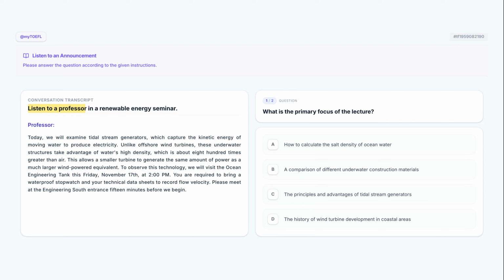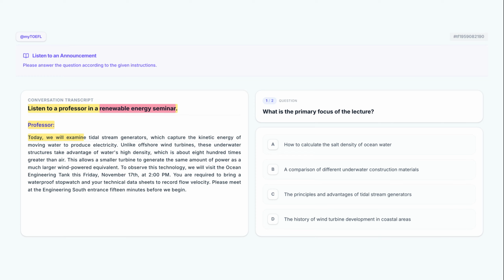The setting is a renewable energy seminar, which tells us to expect technical terms related to sustainable power sources. Since the speaker is a professor, listen for an educational explanation followed by specific instructions for students.